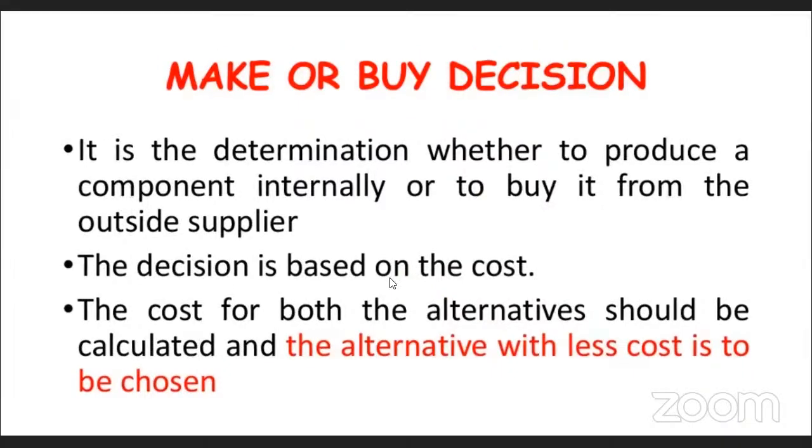Make or buy decision. It determines whether to produce a product or component internally or to buy it from an outside supplier. So which one is better? The decision is based on cost. We can produce the product or buy it. So which alternative is best? The cost of both alternatives should be calculated, and the alternative with less cost is to be chosen.